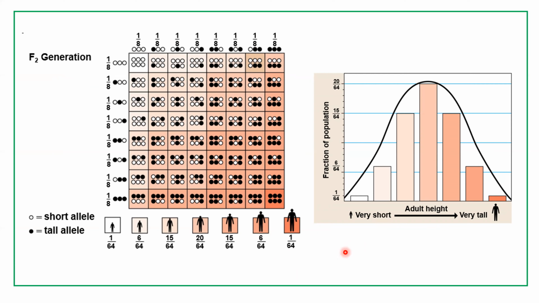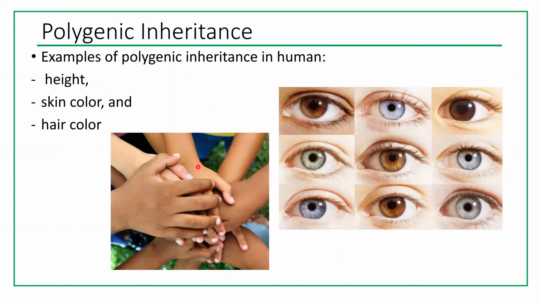Then it's polygenic inheritance. Examples of polygenic inheritance in humans include height, skin color, hair color, and eye color, right? So look at this eye color. We don't have just brown and blue. We have light brown, dark brown, hazel, we have dark blue, light blue, right? All these different colors because we have more than one gene that determines eye color. Our skin is also all different. Why? Because more than one gene determines skin color.